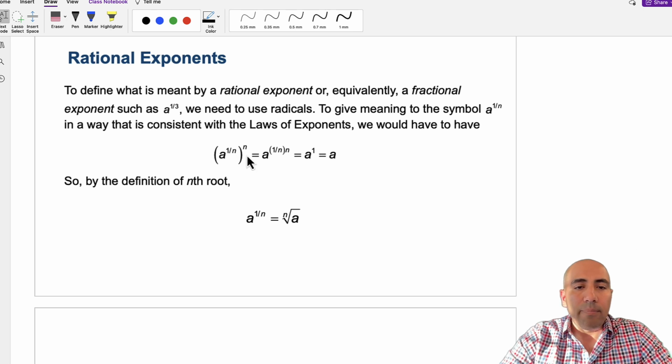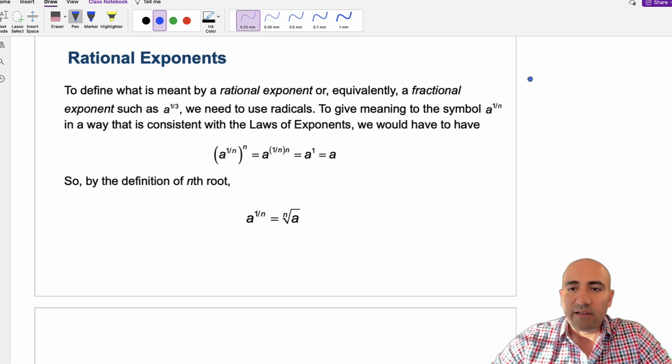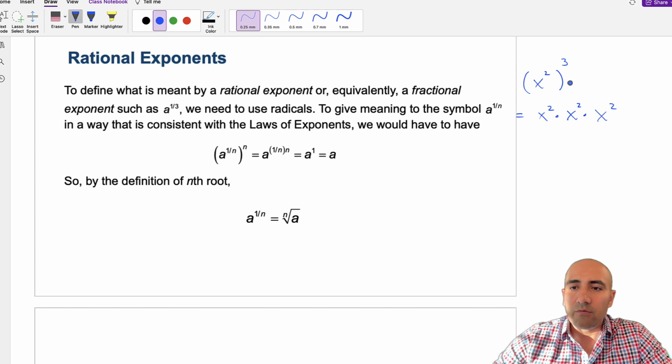So this is just paying attention to something I mentioned briefly earlier, that when we have exponential powers, the properties of exponentials tell us that if we have x to the 2nd power, and then this is being raised to the 3rd power, this means it's x squared times x squared times x squared, 3 times. Which is the same thing as x to the power of 2 plus 2 plus 2. If we have exponential numbers being multiplied with the same base, we add the exponents. So there are a total of x to the power of 6.